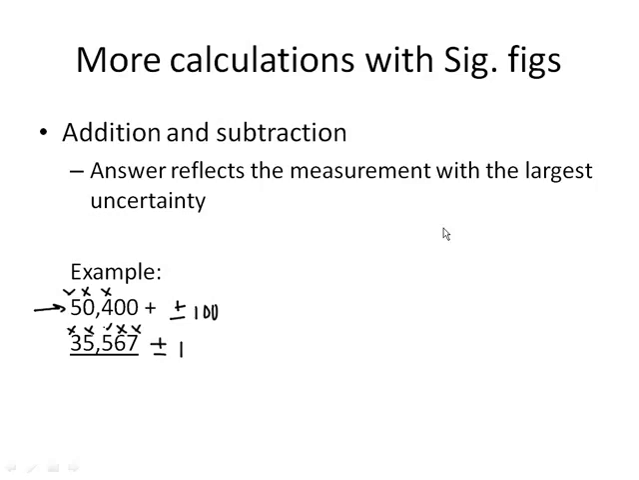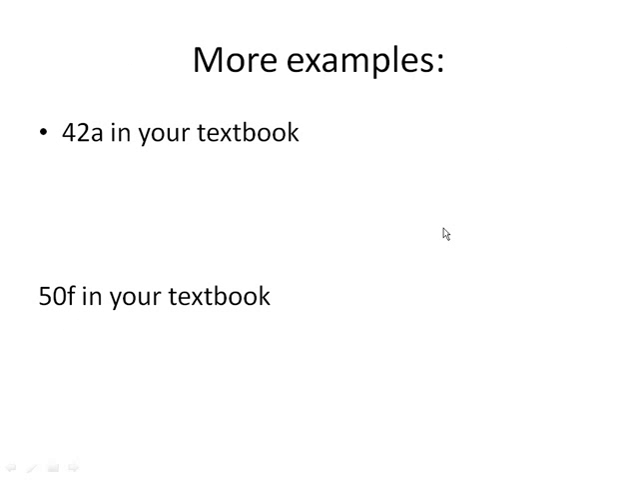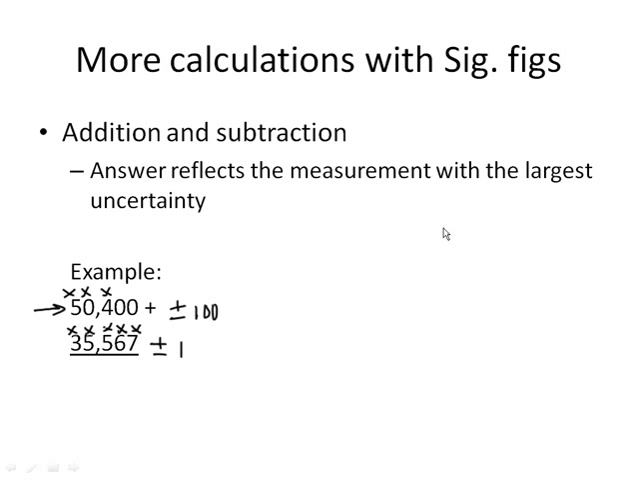Well, then the question is, how do we write our answer? If I just put it into my calculator, which I'm going to do right now, 5,400 plus 35,567, my calculator will tell me that the answer should be 40,967. Well, that's good as far as my calculator is concerned.